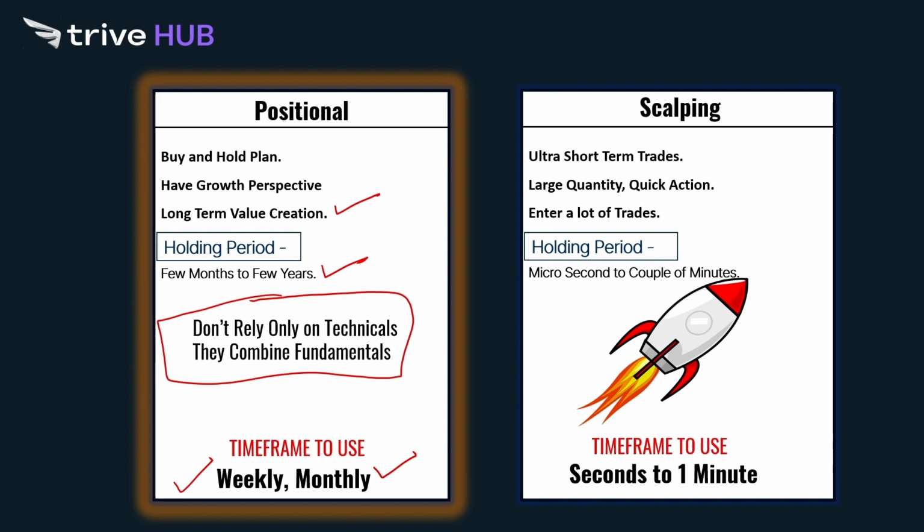Okay, so the holding period is microseconds, meaning less than 1 second. Scalpers also hold their trades, and the maximum time they can hold is a couple of minutes. They use the seconds to 1 minute time frame, or they can move further to the 5 minute time frame only. So these are the four major styles of trading that you can select from.